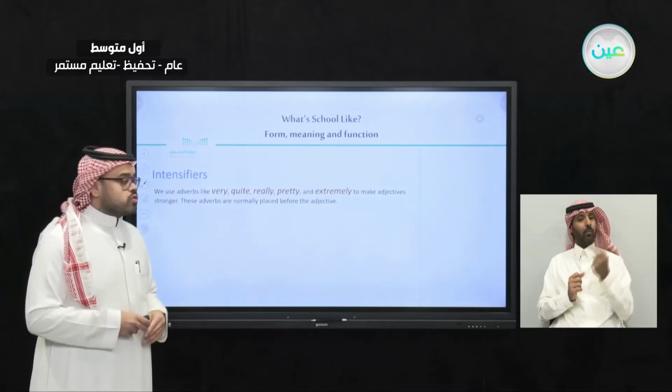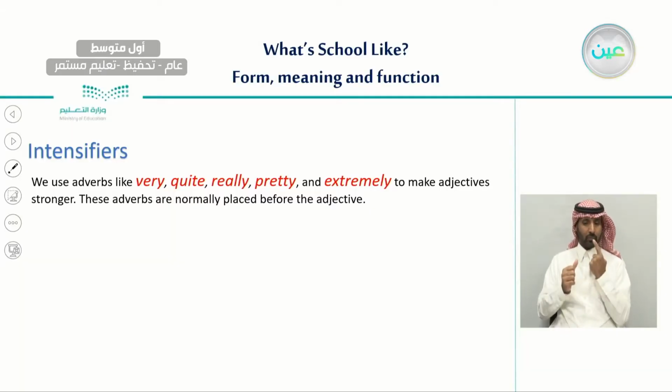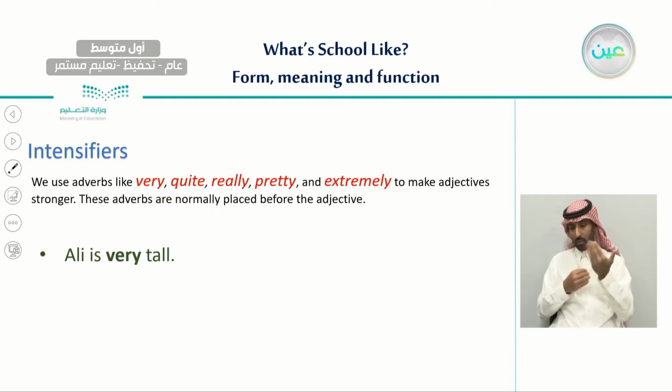Now I'm going to show you some examples. We use adverbs like very, quite, really, pretty, and extremely. We use them to make adjectives stronger. These adverbs are normally placed before adjectives. So have a look at the first sentence here, or the first example.